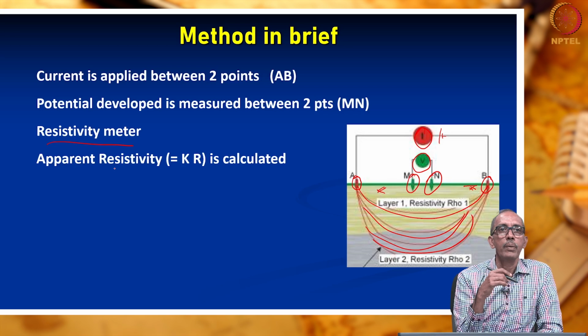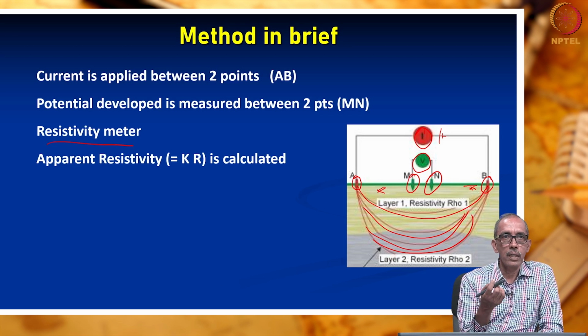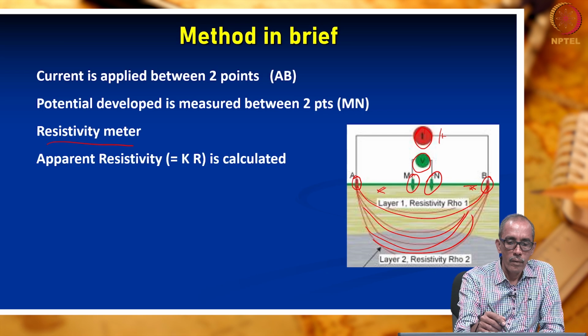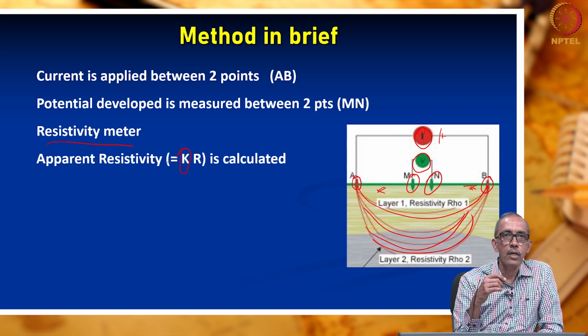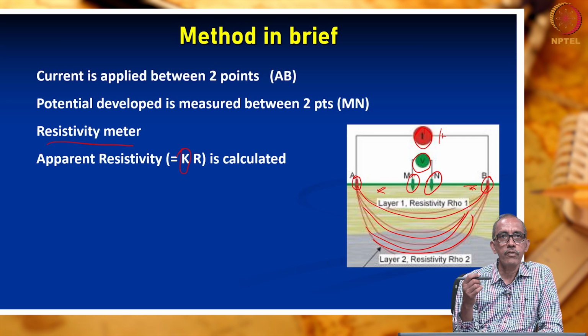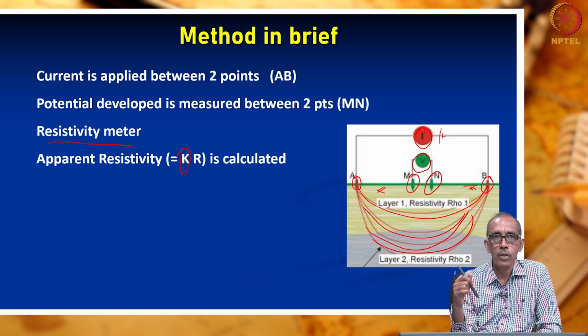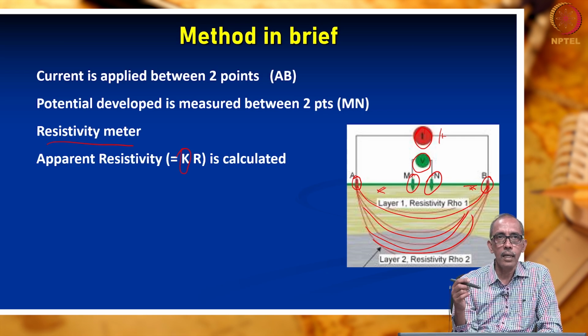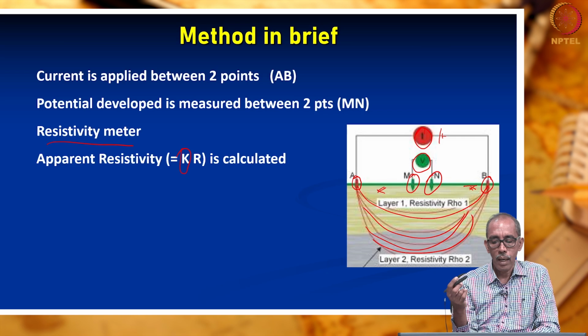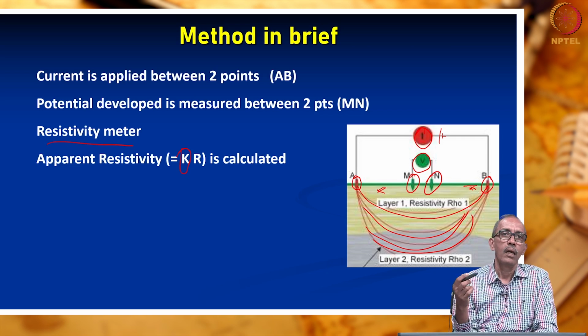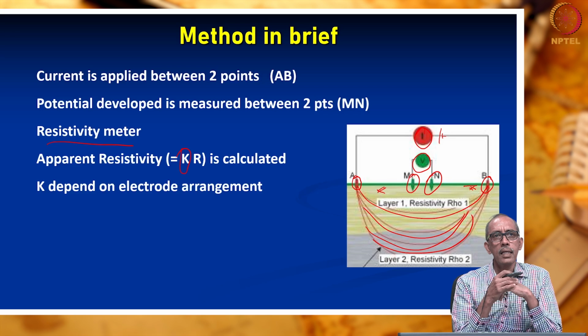Resistance is going to be related to apparent resistivity. How is it related? With one constant known as K. If you multiply the resistance which we measured for this circuit with K, then we can determine apparent resistivity. What exactly is K? K is dependent on how we are going to arrange the electrodes.